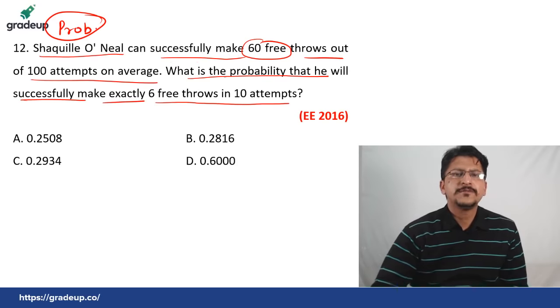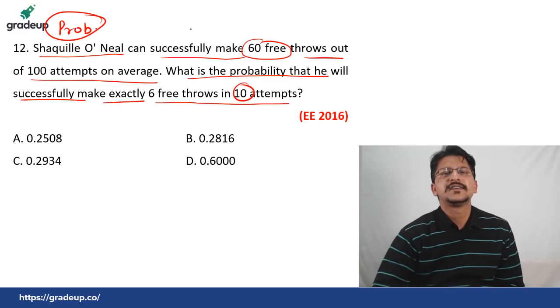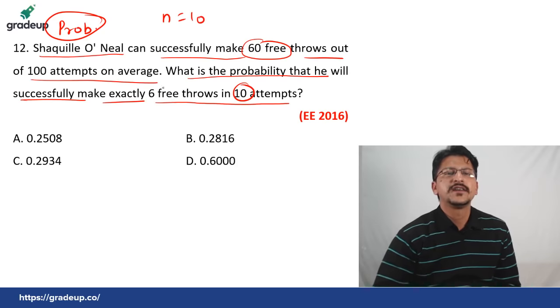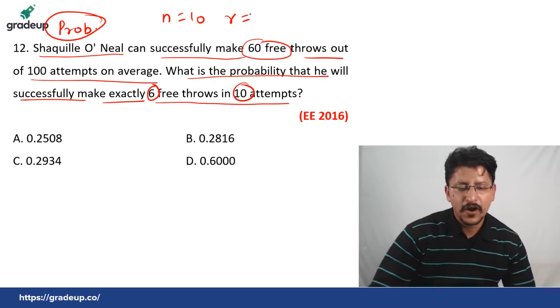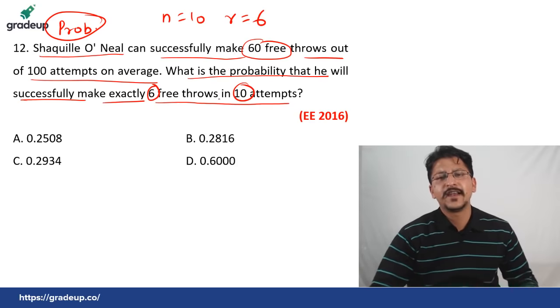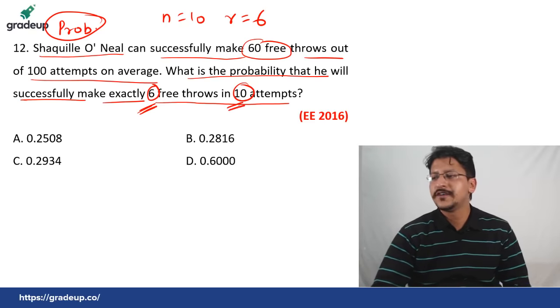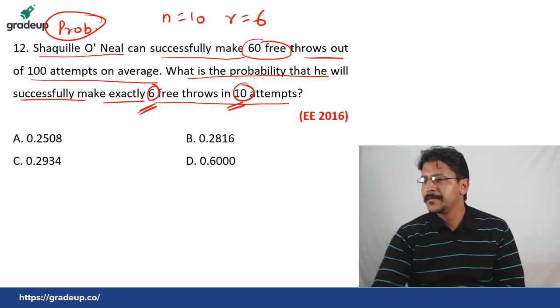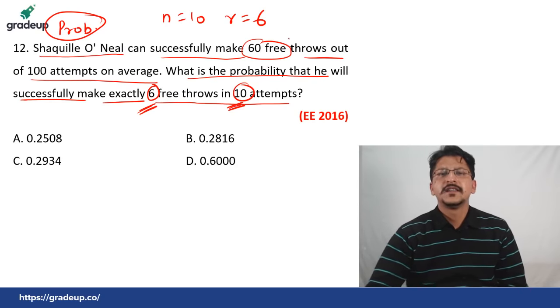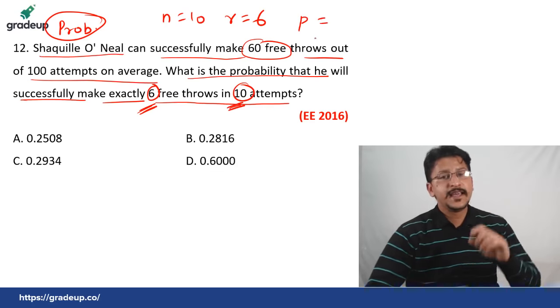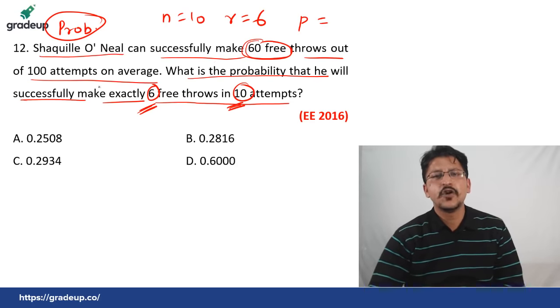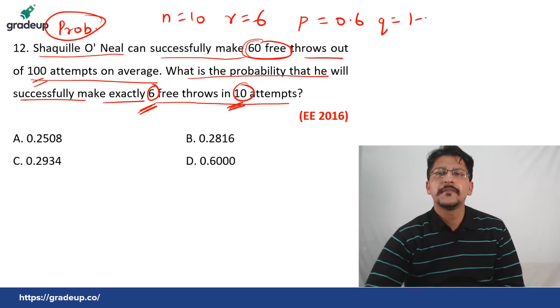First of all, the number of attempts that are required here is 10, that is N is equal to 10. R is the number of successes which he requires, six free throws out of 10 attempts. Then the probability that he does that successfully is 60 out of 100, that means P is 0.6. And Q will be equal to 1 minus P, that is the unsuccessful attempt, that will be 0.4.